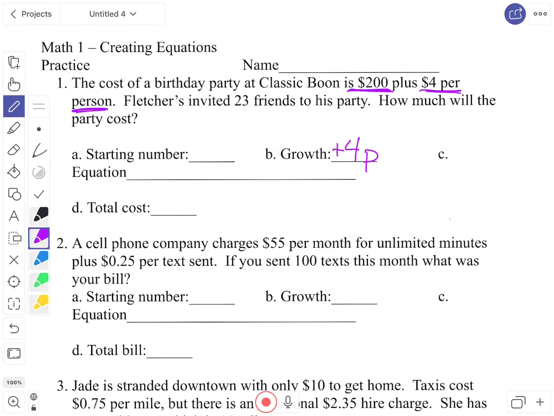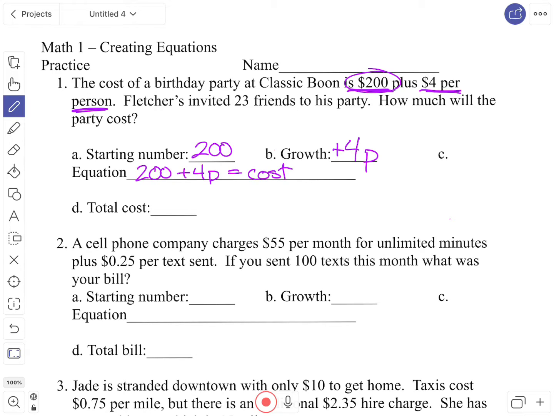All right, so the starting number would be 200 because that's just a one-time fee. Doesn't matter how many people come, we still have to at least pay $200. So for our equation, we start with 200. We're adding 4 multiple times, so 4 times P, and that's going to equal the party cost, right?